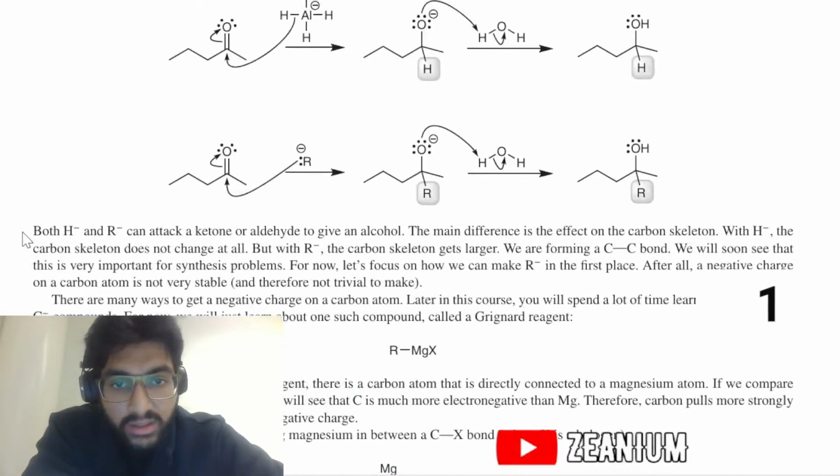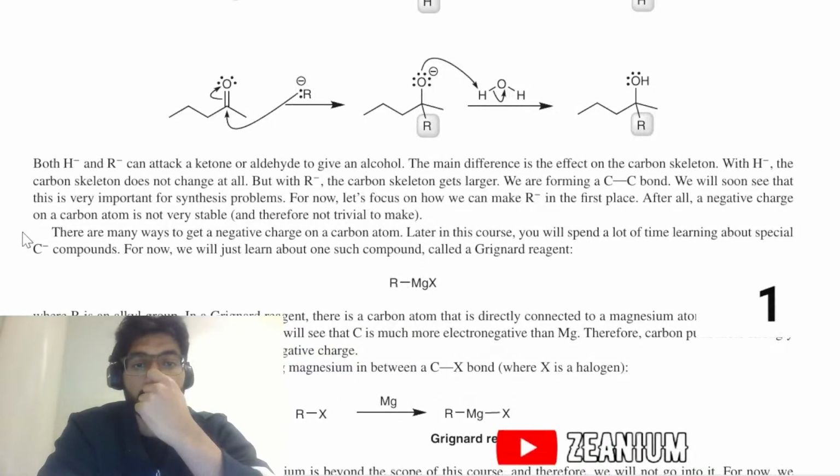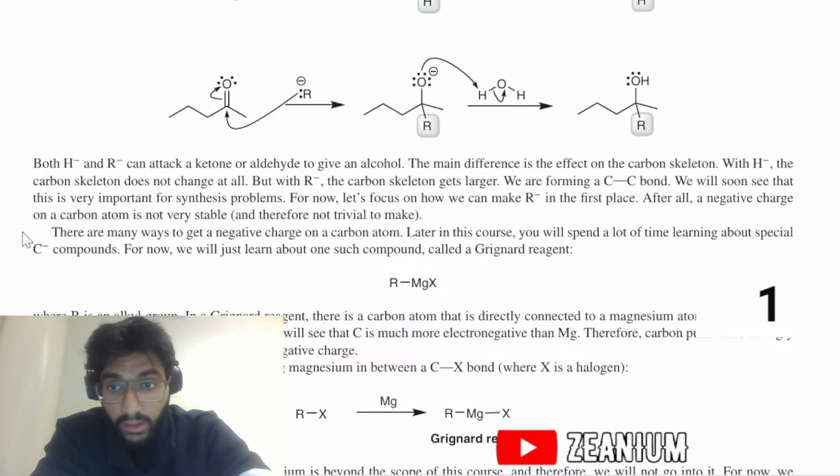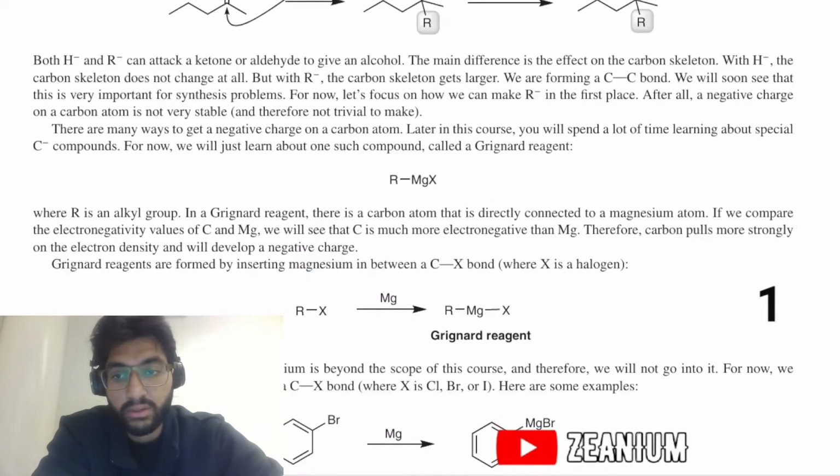Yeah, that's right. We are forming a C-C bond. We will soon see that this is very important for synthesis problems. For now, let's focus on how we can make R minus in the first place. After all, a negative charge on a carbon atom is not very stable, and therefore not trivial to make. There are many ways to get a negative charge on a carbon atom. Later in this course, you will spend more time on this. Yeah, I heard about the Grignard reagent, actually.